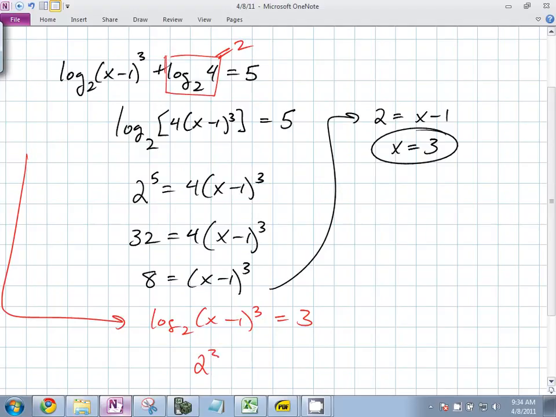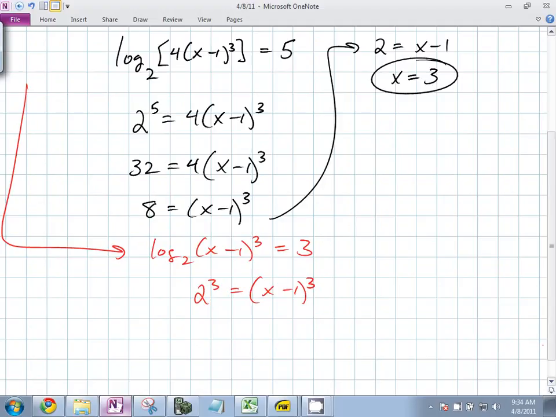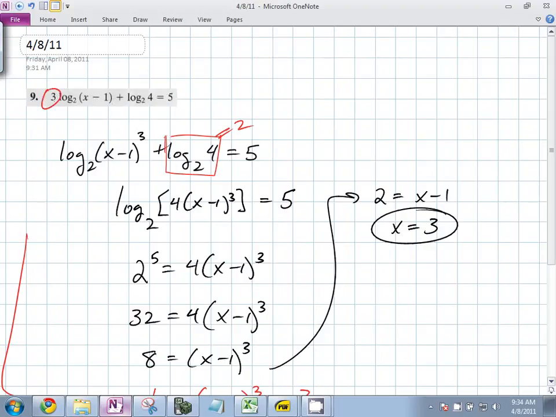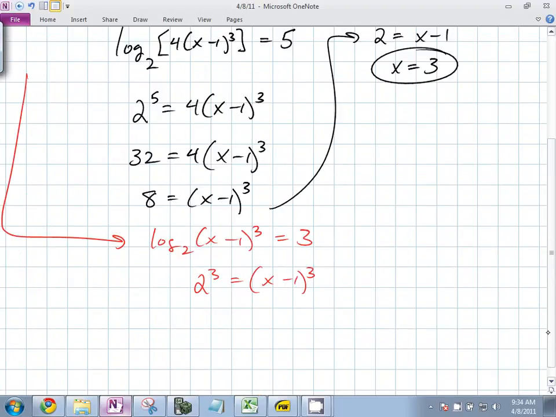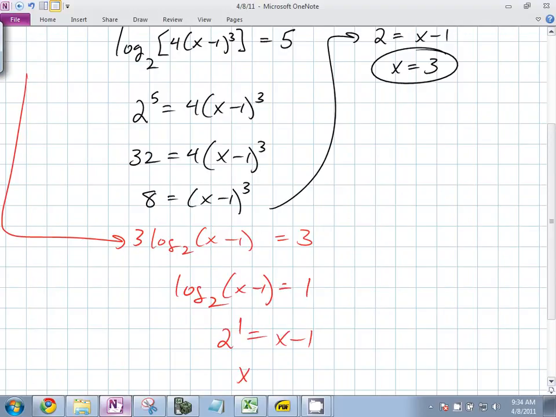2 to the 3rd is equal to x minus 1 cubed. There's a lot of things you can do differently here, but the first thing to make this more simple is to keep the 3 out front. If you kept the 3 out front right here, log base 2 of x minus 1 is equal to what? 1. So 2 to the 1st is equal to x minus 1, so x is equal to 3.